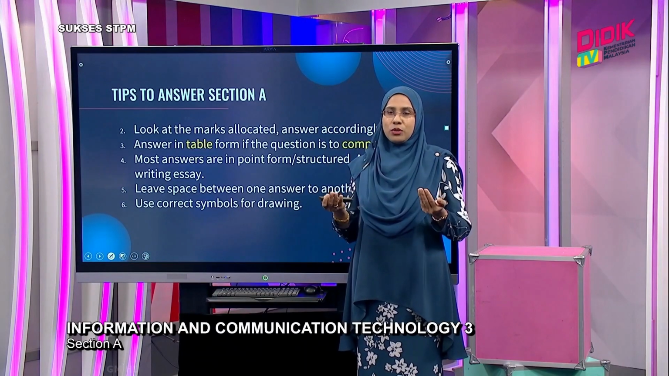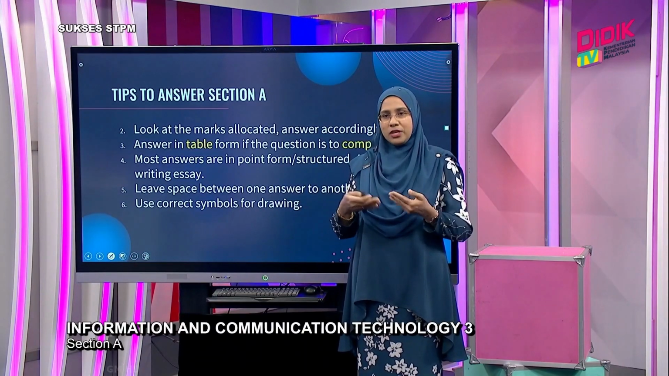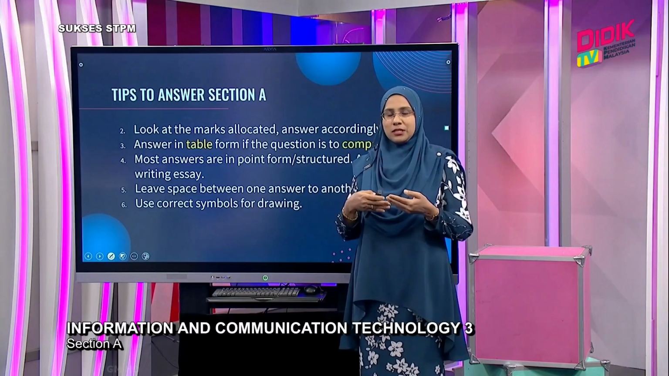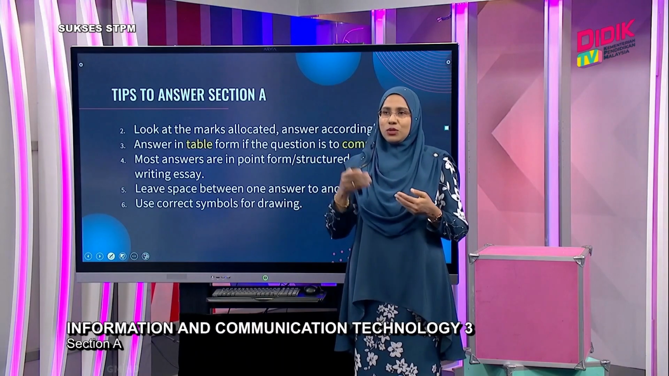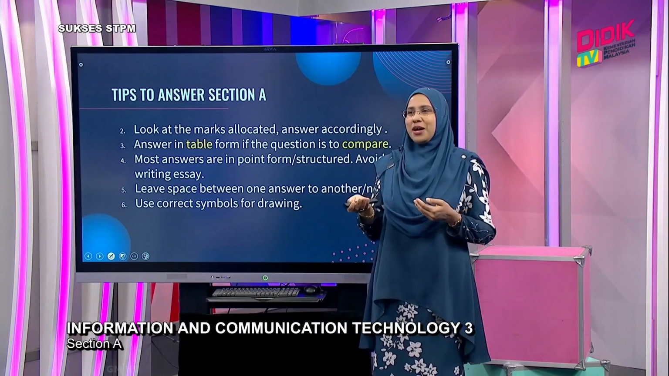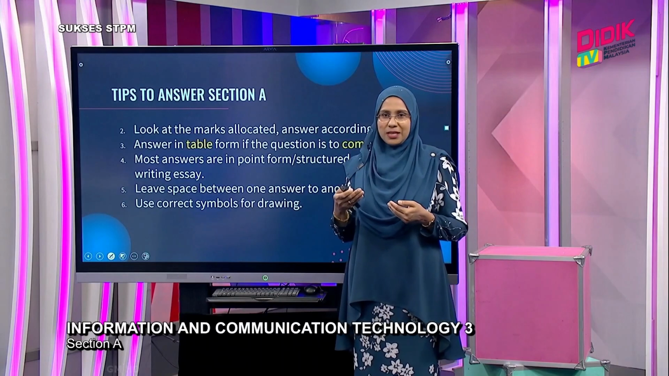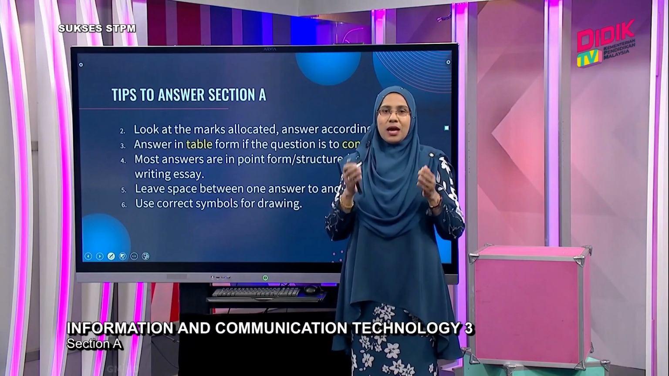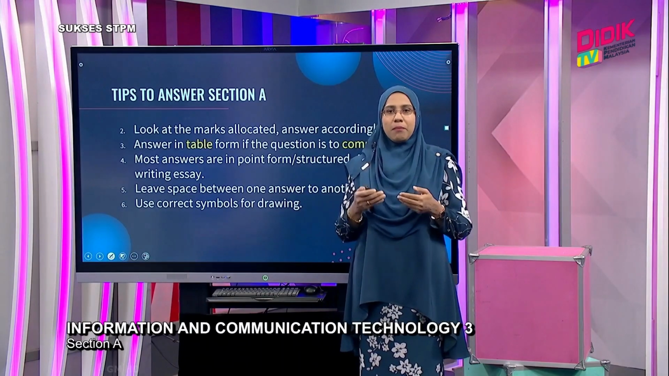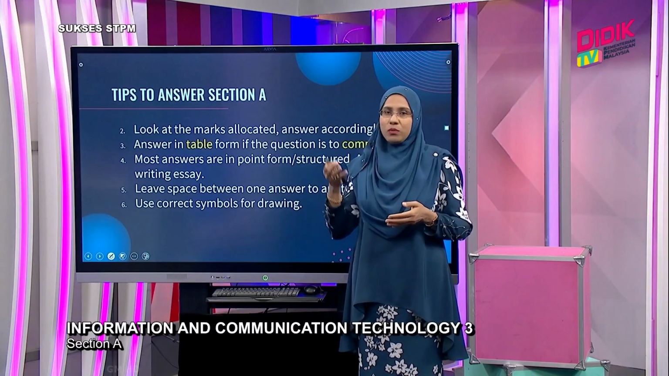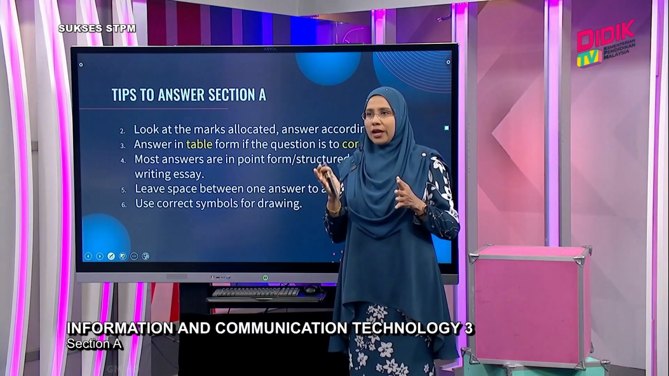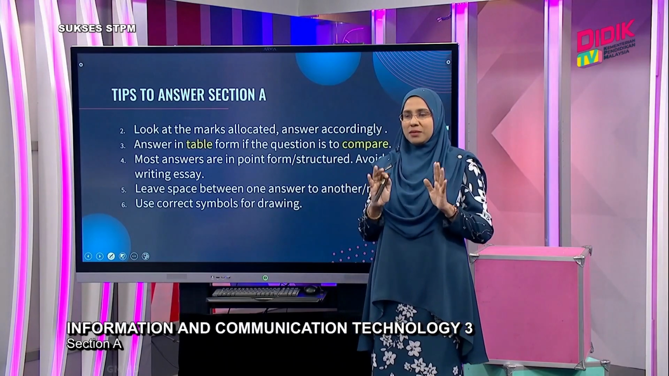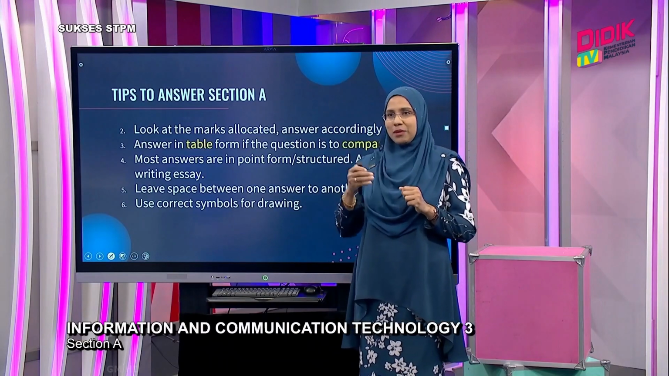Because you can ask for extra paper if you have finished using all the pages, so don't try to save paper. You can ask for paper, so leave space. Maybe for your information, the ICT paper will actually be marked online. Your paper will be scanned and sent to the examiner, and they will mark online. So if your work is messy, maybe the examiner cannot see your answer clearly and properly.